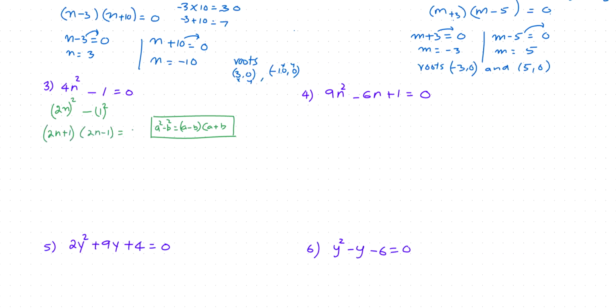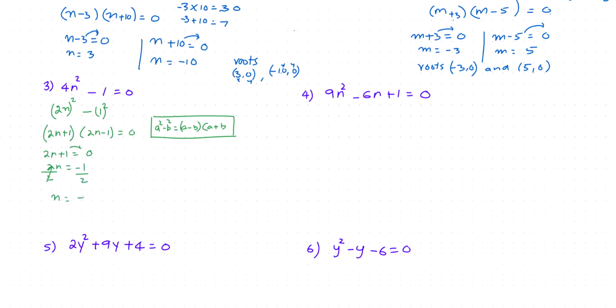Now we have to solve for n. Each factor we write equals to 0. So 2n plus 1 equals to 0. So 2n equals positive 1 will go to the other side and become negative 1. So divide by 2, divide by 2. So n equals negative half.